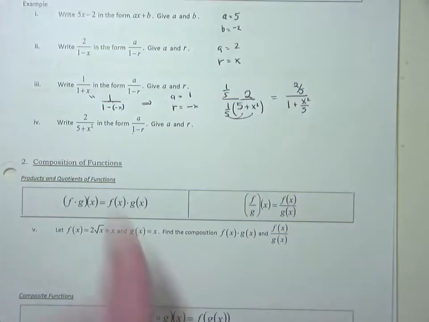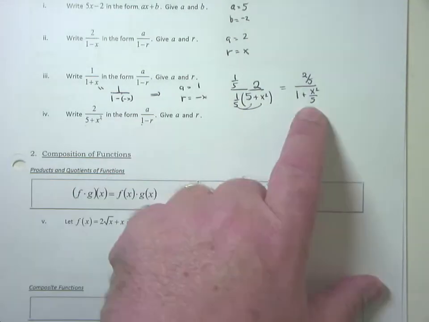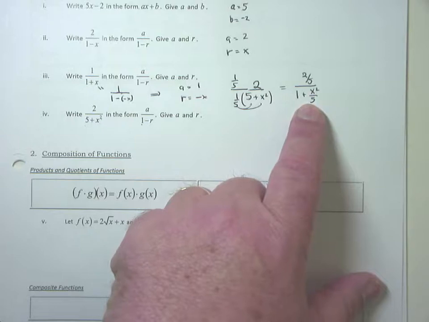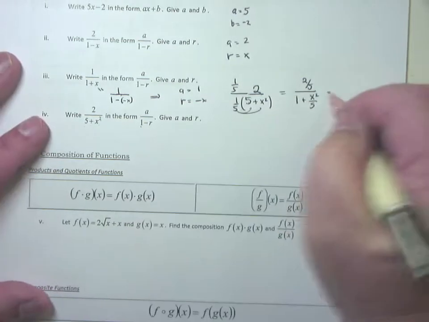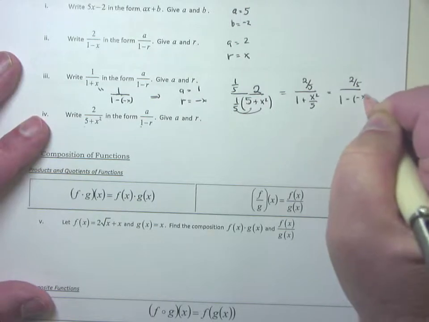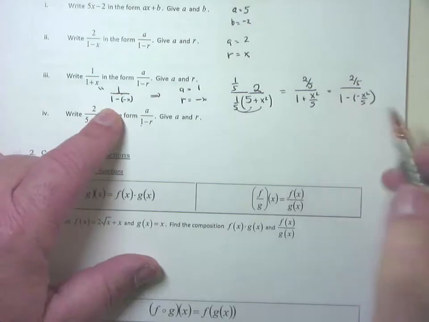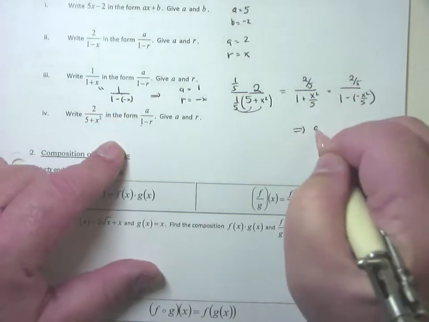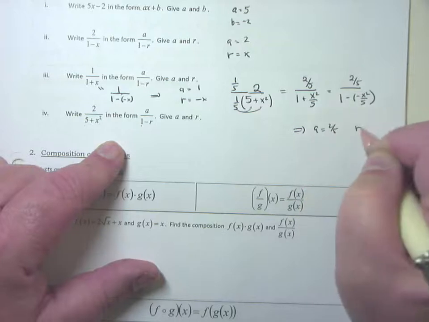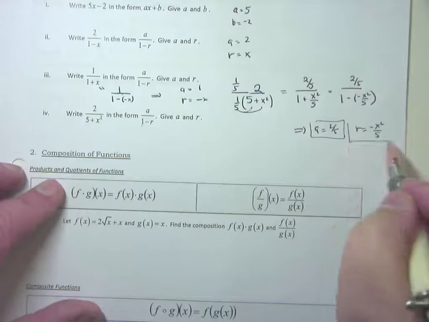Now I've got my 1 in the right spot, but I need to get the sign in this guy. How do I rewrite a plus in terms of a minus? A plus is a minus a negative. So this would be equal to 2/5 over 1 minus negative x squared over 5. Now you've got it written in the form of a over 1 minus r. You can tell me that a is equal to 2/5 and r equals negative x squared over 5. There's my answers.